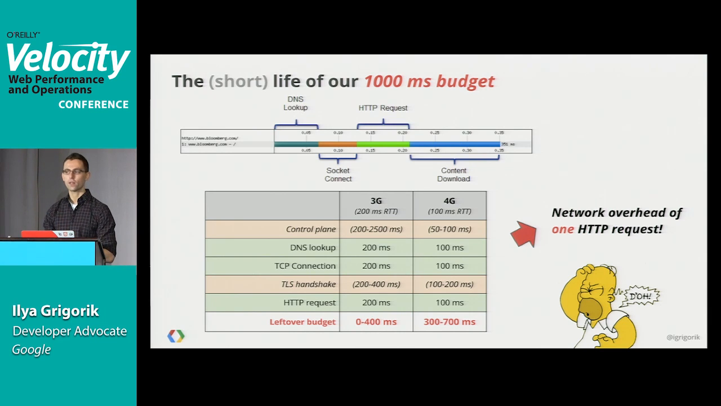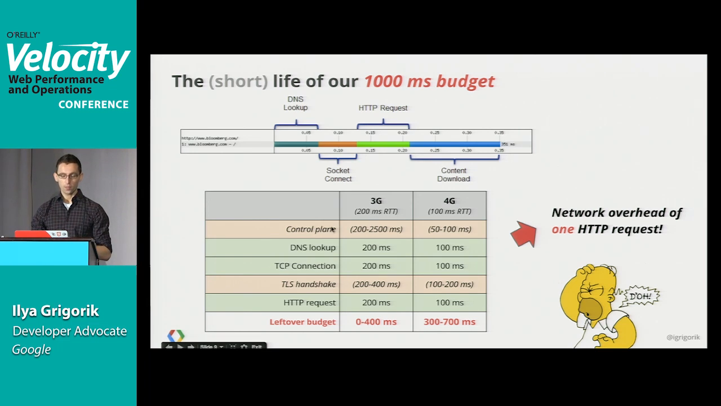So let's do some simple math, which is like we have our budget of 1,000 milliseconds, right? And we need to get our content visible on the screen. How does this work? Well, we can look at 3G and 4G. So we're kind of picking an average here. We're saying for 3G, let's assume a 200 millisecond RTT, which is actually fairly optimistic. Like this is a good 3.5G, upgraded network. And for 4G, we'll go with 100 milliseconds, which is kind of the average that you get today.